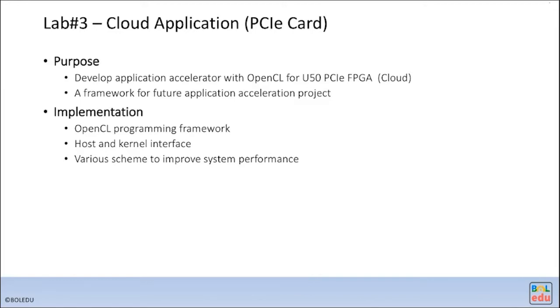Lab 3 is a cloud application using the U50 PCIe card. The host program is running OpenCL. This lab gives you the code. The kernel code is a very good template. Then you can use the lab 3 code for your application accelerator. So the structure, you just use it and change certain parts for your different application.